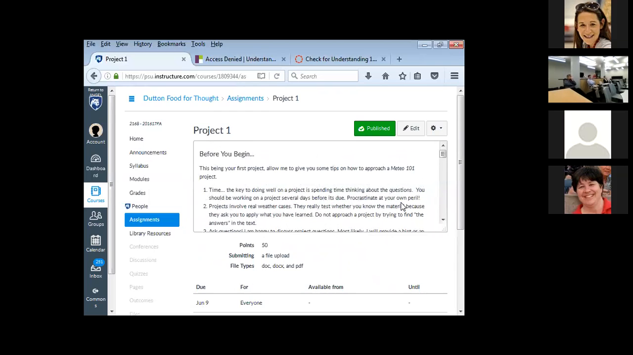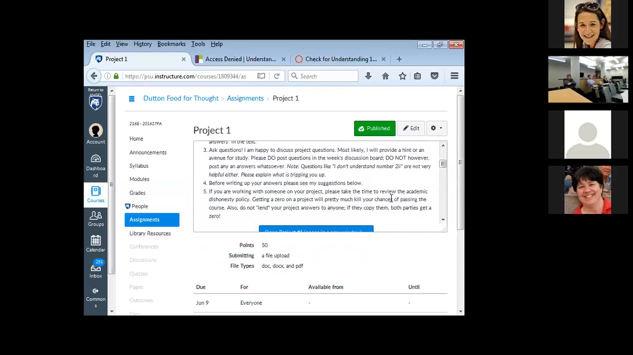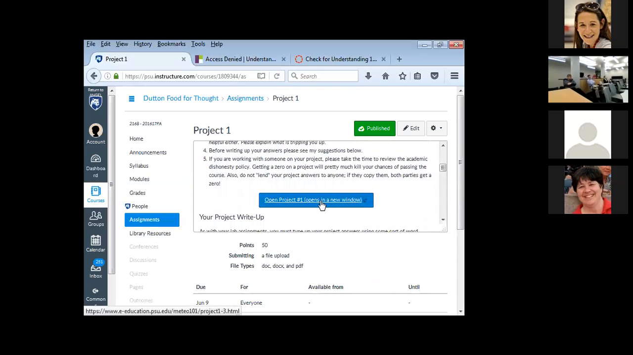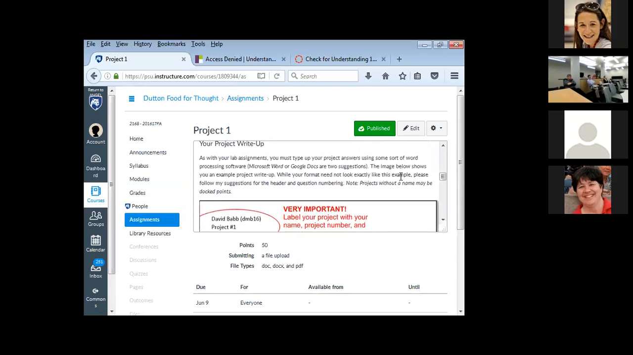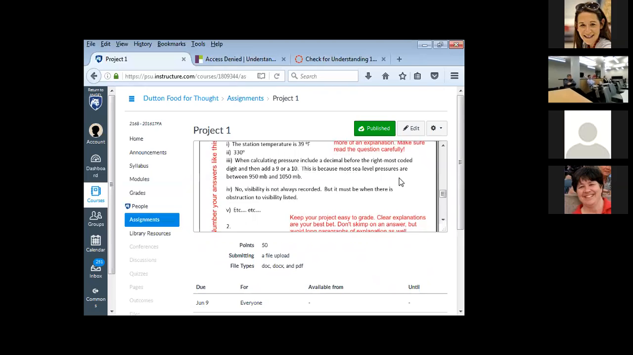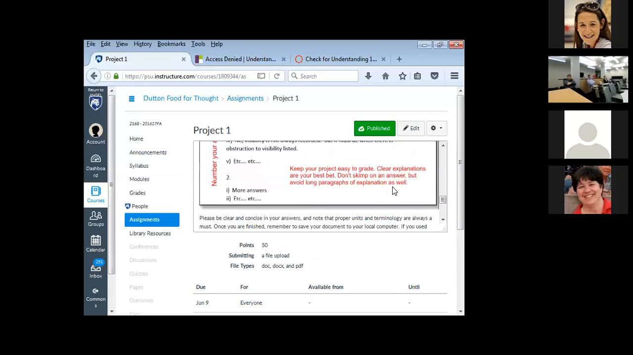So here's an entry to the problem, or to a project. This is the first project, so it's quite a bit more verbose than projects 2, 3, and 4. We used to have this at the top of every project, and that was a little heavy-handed, particularly by the end. And here's our Open Project 1 button, and then we talk about how it's amazing to me the number of varieties of project submissions that we get.